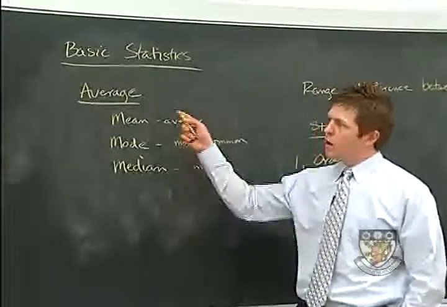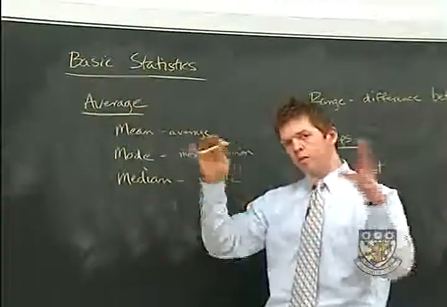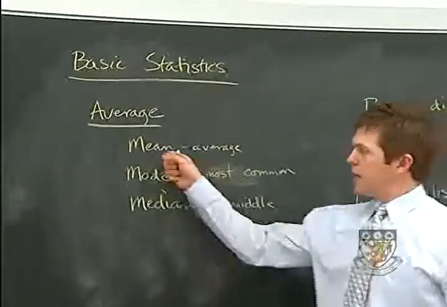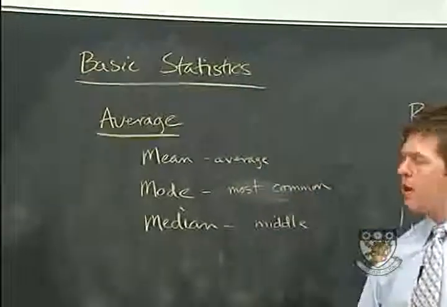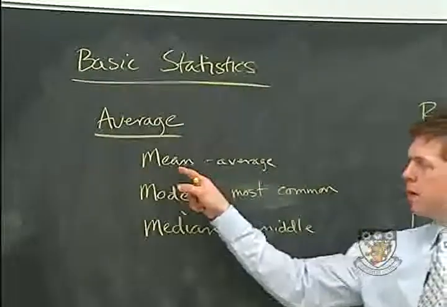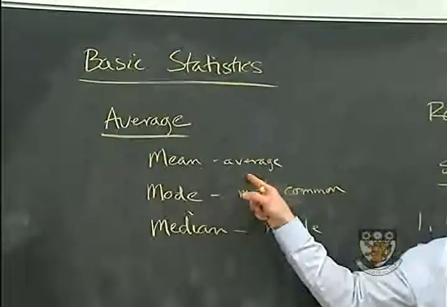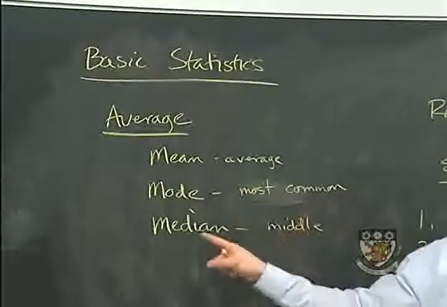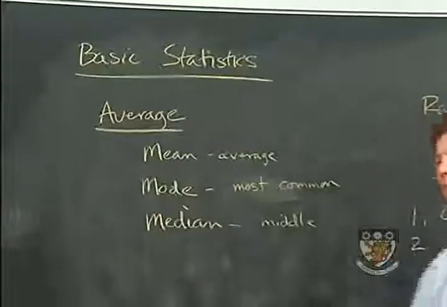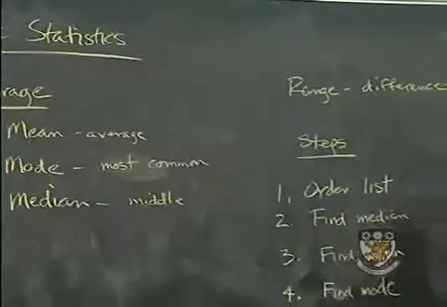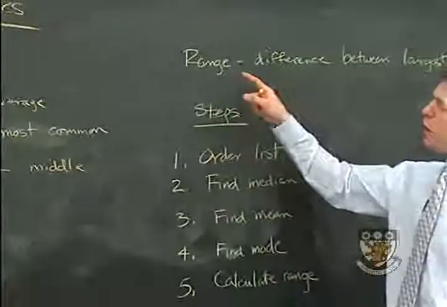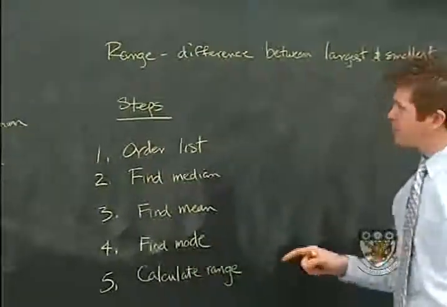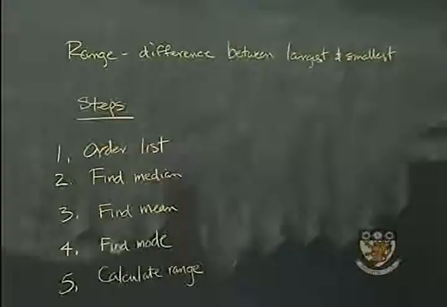And they all deal with something similar to, as a general term, what is called average. They're called the three M's: mean, mode, and median. What they each denote: mean denotes average, mode denotes the most common, and median denotes the middle, the exact middle of your list. The fourth thing we're going to look at doesn't have anything to do with average, but it's called range. And that is the difference between the largest and the smallest entry.